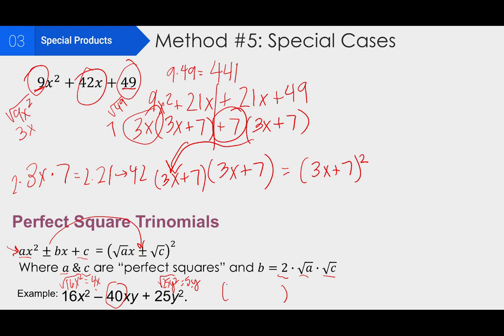So we can go ahead and just write out our answer. Square root of 16x squared is 4x. Square root of 25y squared is 5y. Because there's a minus with the b, we're going to have a minus here. And square that whole thing. That's our answer. Ta-da! That is perfect square trinomials. Of course, like we saw at the beginning, you can use the AC method. Not a lot of students prefer perfect square trinomials. They might just use the AC method, and that is totally fine. But you can help them do it either way.